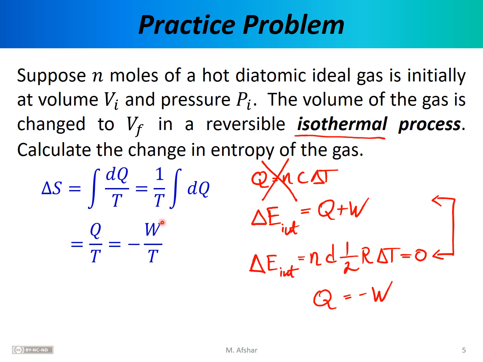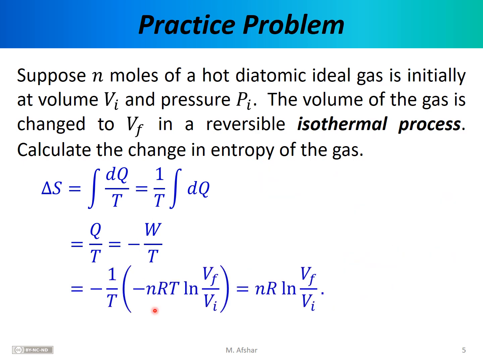We're doing this because we know how to calculate the work performed in an isothermal process. In a previous lecture, we calculated the work in an isothermal process, and we found that that work is equal to minus nRT natural log of V_F over V_I. You can now see that the T's cancel out, the negative signs cancel out, and what we're left with is nR times the natural log of V_F over V_I. Since now we have an expression in terms of variables given to us in the problem, we're done with this practice problem.